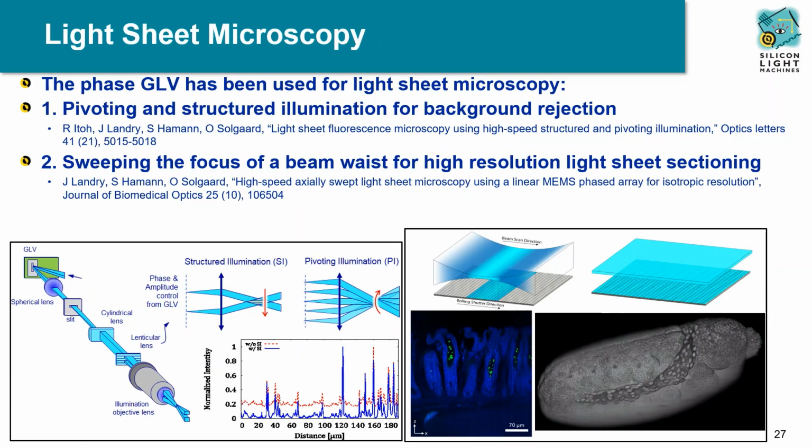Researchers at Stanford University have also used the GLV for different light sheet microscope modalities. In the configuration on the left, the GLV acts as a complex modulator to pattern and pivot a light sheet. The structured illumination of the pattern light from multiple angles allows for enhanced background rejection and shadow mitigation. In another configuration on the right, the phased GLV acts as a depth scanner, sweeping a tight Gaussian waist across the field of view. By synchronizing this scan with the rolling shutter of a camera, beautiful 3D light sheet sectioned images with high isotropic resolution can be captured in record time.